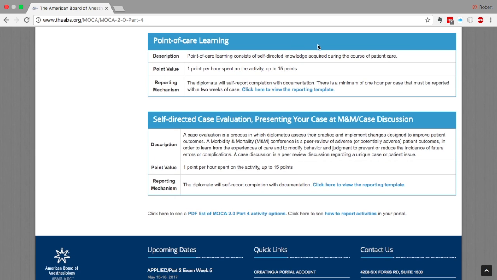Point of care learning, you can bang out a nice quick 15 points with this. Basically, the way I look at this is that if a patient comes in and has some weird syndrome or disease that you've never heard of, and you spend 3 hours looking up how to care for this patient, then you can apply for 3 points, up to 15. So like in your daily practice, you're probably looking things up, saying, oh, I don't know what this is. I want to make sure that I'm not missing anything, and you spend an hour or two reading about it. You can get a point or two out of that, and that can get up to 15 points.